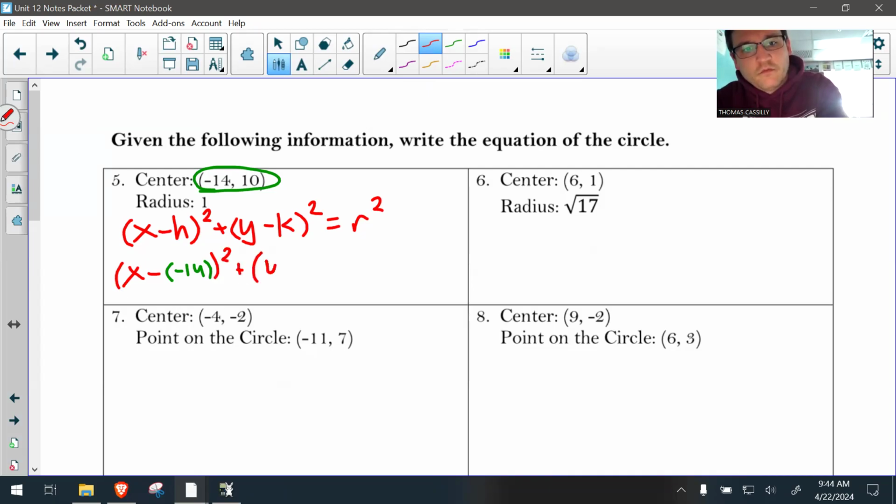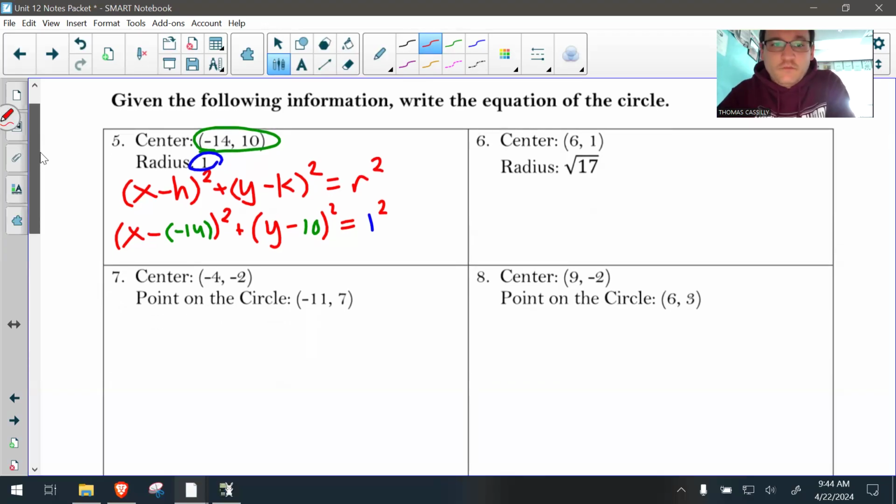Plus y minus, and then we have 10 squared. And then, of course, the radius, we're going to say this is equal to 1 squared. Okay. So that's pretty good. We could probably leave it just like that.